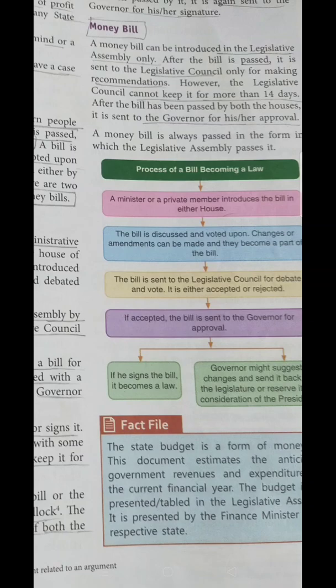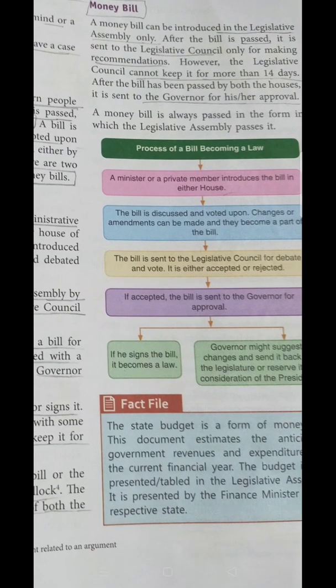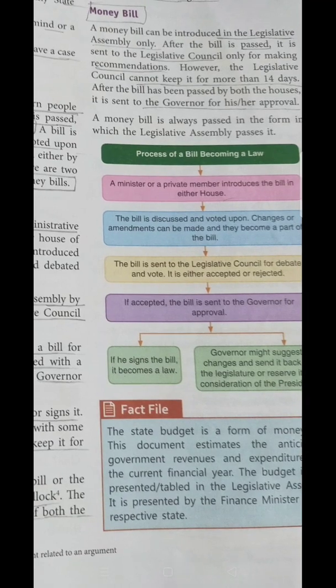Okay, so moving further, the bill is discussed and voted upon. Changes and amendments can be made. They can become a part of the bill. Any kind of change or amendment is related to changes; if we want to add something, that is related to the amendment. So any kind of amendment or change which we are making on the bill is definitely acceptable. The bill is further sent to the Legislative Council for debate and voting.